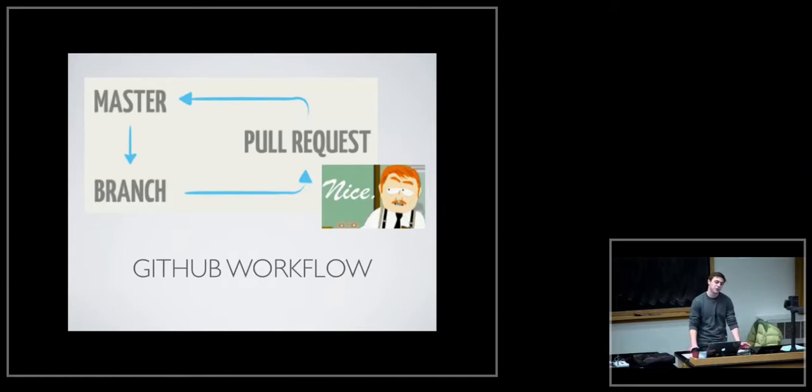So just a quick review. Master, create a new branch, do a pull request, then merge it back into master.